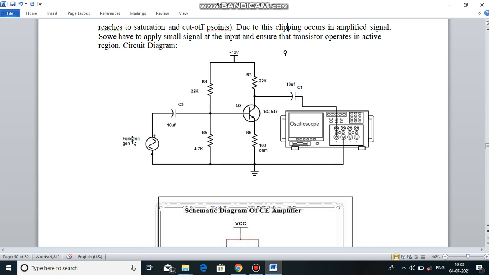The function generator will generate a waveform at a particular frequency and voltage. This is given to this CE type amplifier circuit, where it is amplified, and the output waveform is seen through the CRO. This is the transistor, the common emitter configuration transistor, and here we are providing the input supply by means of the RPS, and we have resistors and capacitors in the circuit.